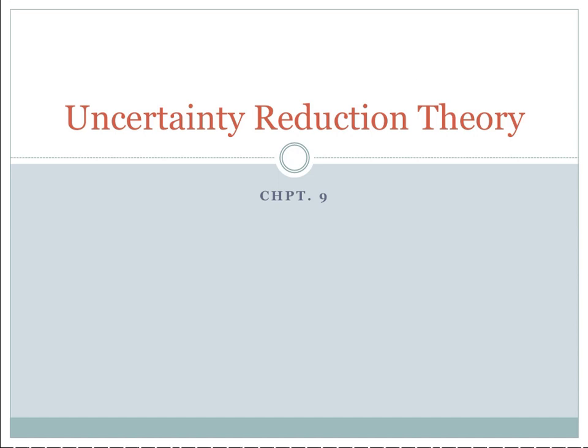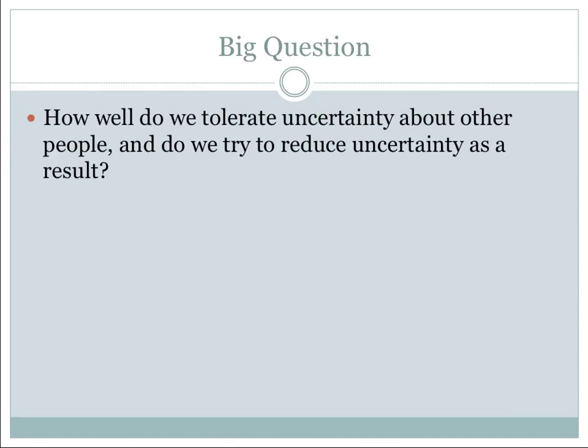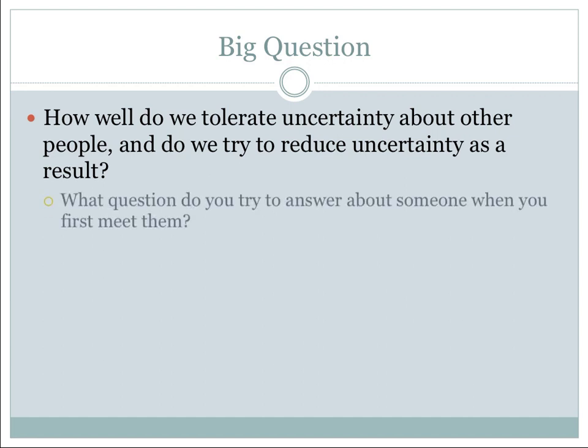All right, so the big question of uncertainty reduction theory is how well do we tolerate uncertainty about other people? And do we try to reduce uncertainty as a result? And the answer to that question is yes, we do.